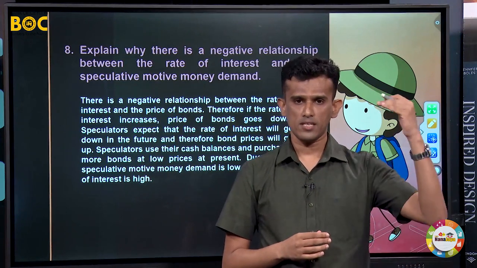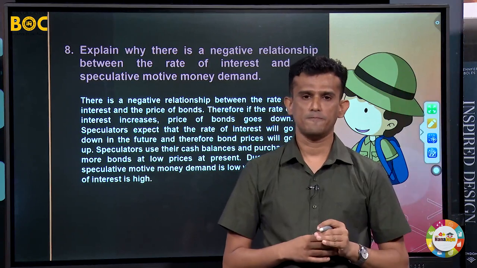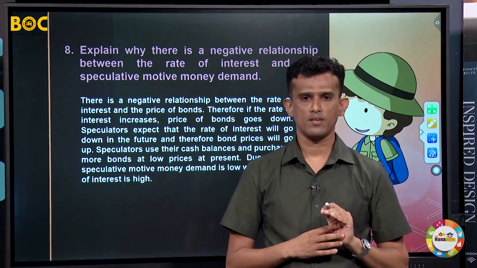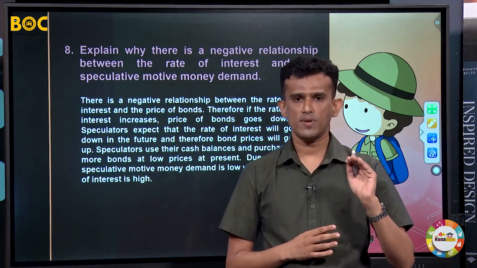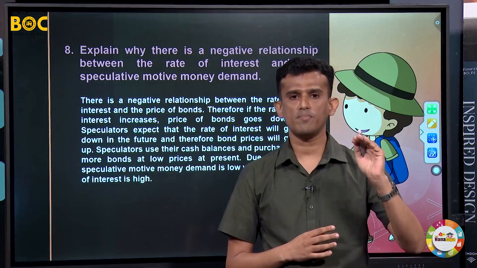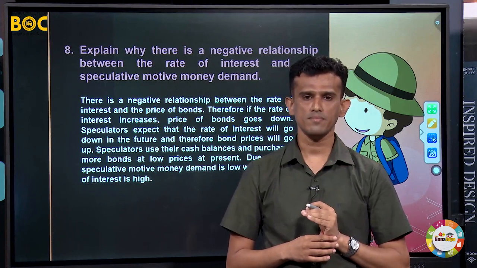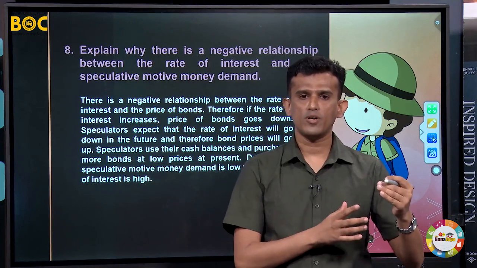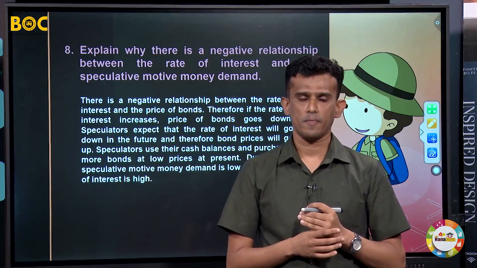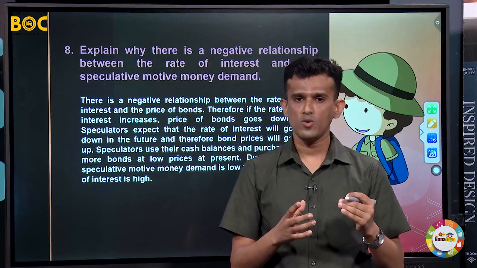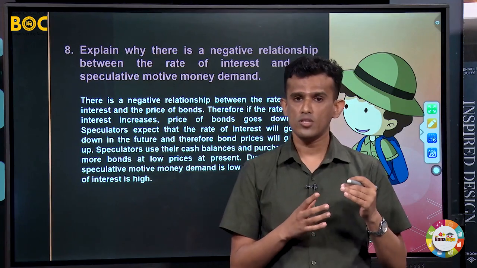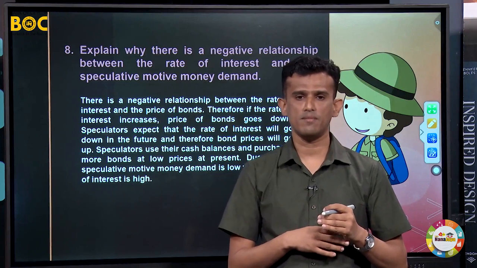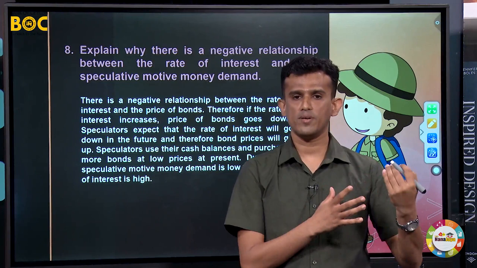So if interest rates of the economy are high, bond prices will be low. The speculators use their cash balances and purchase more bonds, keeping bonds with them. They don't keep cash balances with them. Instead, they are keeping bonds with them. So what happens is, the speculative motive money demand is low when the rate of interest is high. The people are keeping less cash balances with them. Instead of cash balances, they are keeping bonds with them.